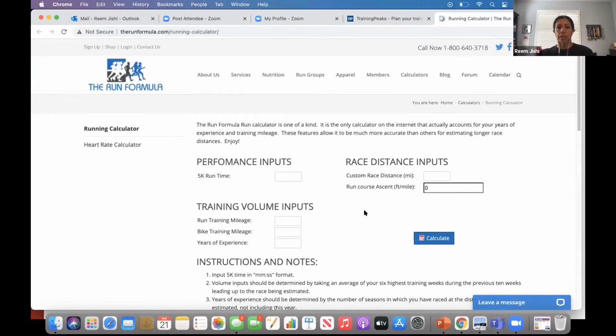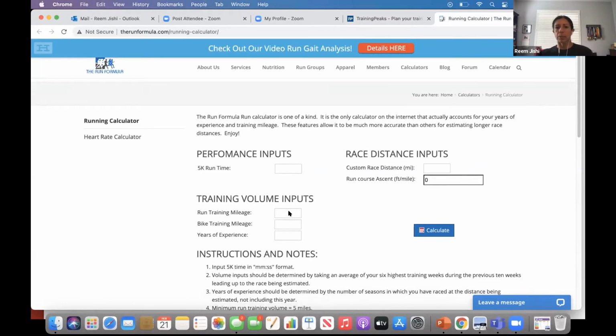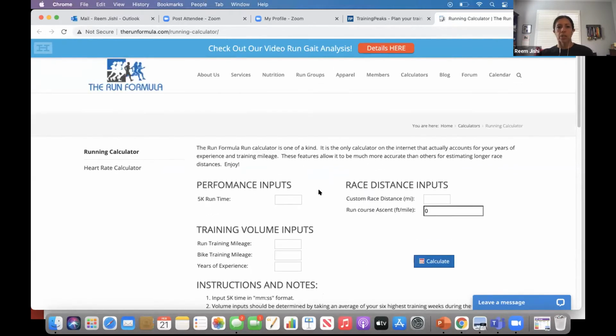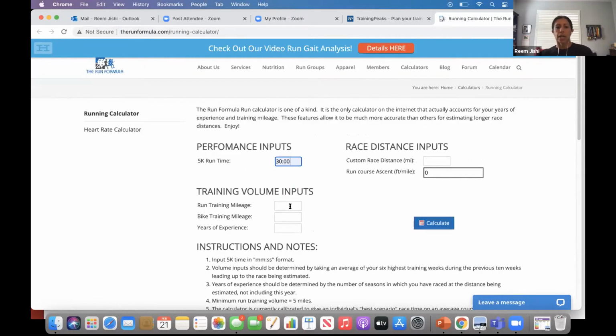So this is what your pace calculator looks like. You stick in your 5K time, your bike and run training mileage, years of experience, and what your race distance is. So I'm going to go ahead and just put one in. Okay, let's say my 5K is 30 minutes and I'm training for a marathon. Let's say my peak weeks are at 50 miles and I'm cross training, doing about 100 miles on the bike, and I'm an experienced runner. I've been running for 10 years, the race is 26.2, and it's a flat course. There's a little variation, so we'll put in 10 feet.